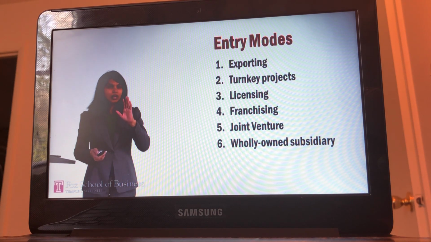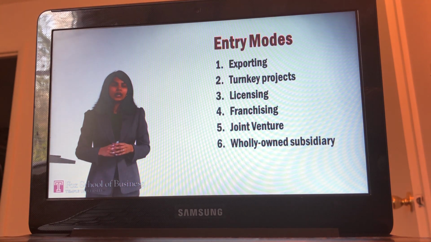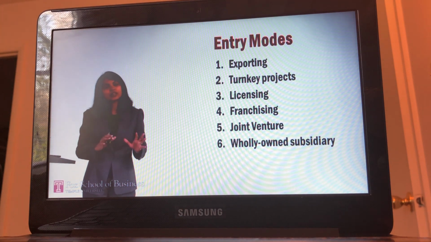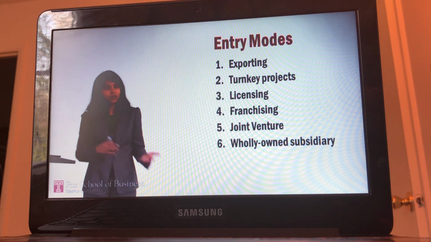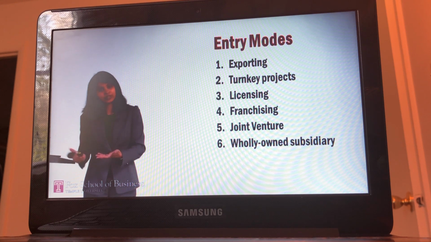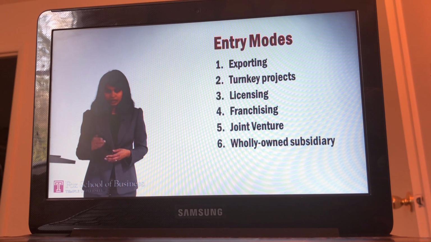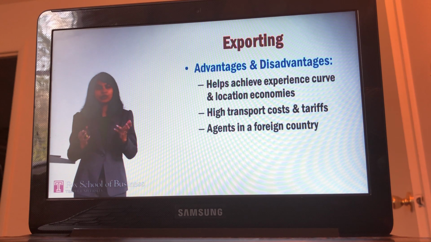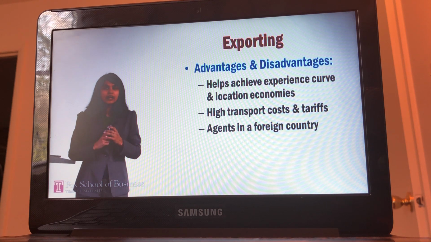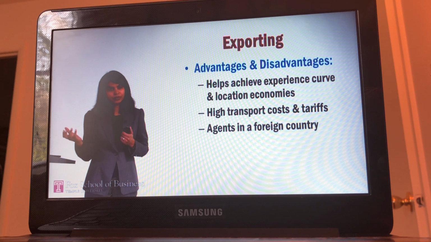So if you look at these 6 entry modes, they vary from each other in terms of the costs and risks involved, and also in terms of the benefits that they give to the firm that is investing in the foreign market. So let's look at them one by one. So if you look at exporting, we know what exporting is, right? There are certain advantages and disadvantages of exporting.